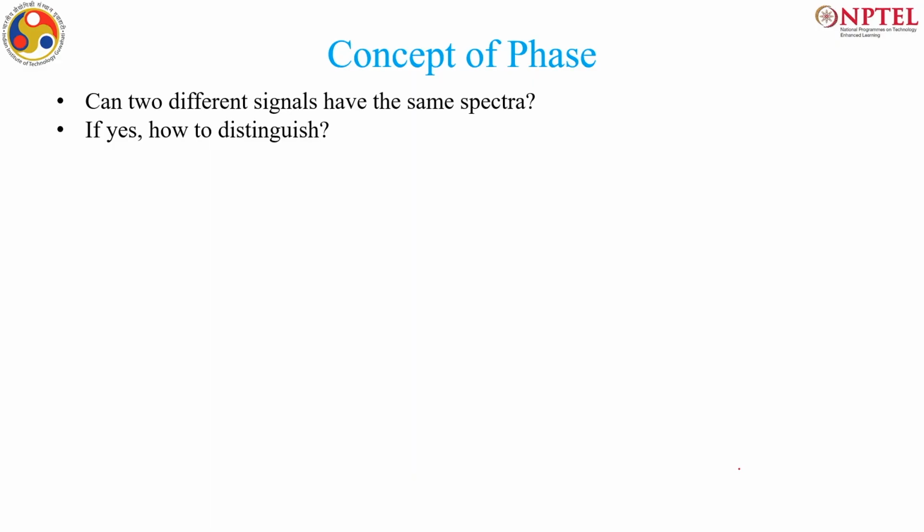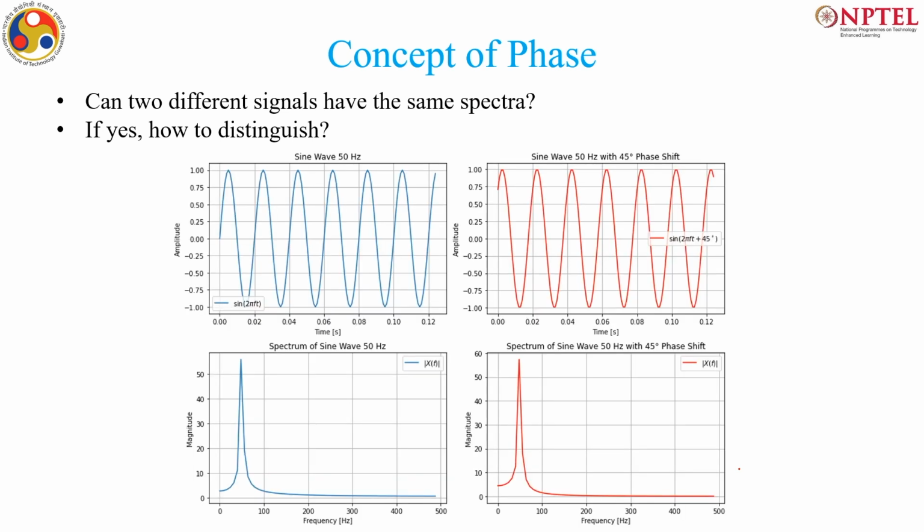The question it answers is, can two different signals have the same spectra, and if yes, how will you distinguish that they are different if they are having the same spectra? Say I have two sine waves, only thing is that this is sine 50 hertz t plus 45 degrees phase, and if I see the magnitude spectra, again this should be an ideal peak, but because of windowing you get a spread around the peak. So, these two magnitude spectra are exactly the same. By looking at the spectra I will see that they are the same signals. So, how do we distinguish?